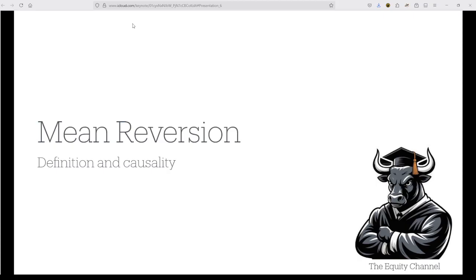Now, today we're going to talk about defining mean reversion, causality, and we're going to go over a few examples. But the reason we want to talk causality is because everything always sounds so good. Oh, if we see the market break out in a big way, chances are it's going to mean revert. It's going to come back to the averages. That sounds really good, right?